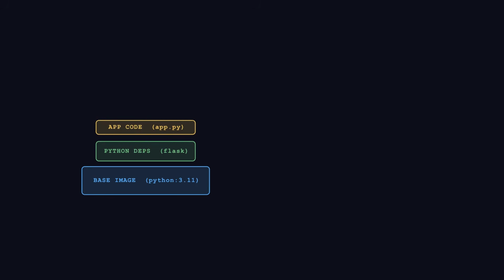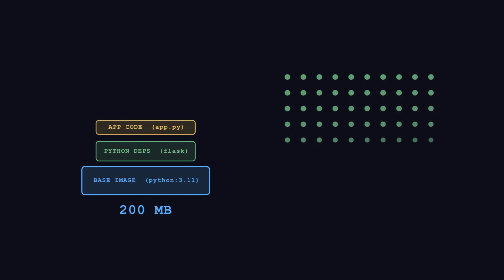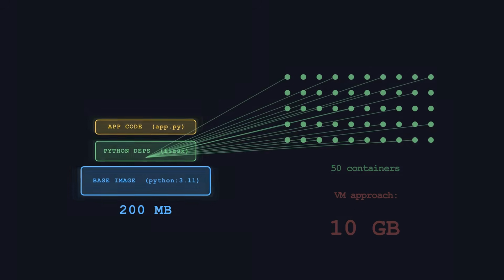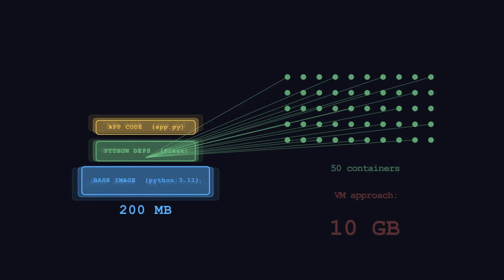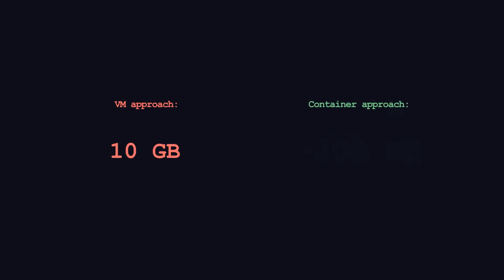Here's why that matters. Say you have a base image that's 200 megabytes. You spin up 50 containers from it. A VM approach would cost 10 gigabytes. But with containers, all 50 share the same read-only layers. Each container just gets its own thin writable layer on top. 50 containers, all sharing those same base layers. Instead of 50 copies, you store it once.